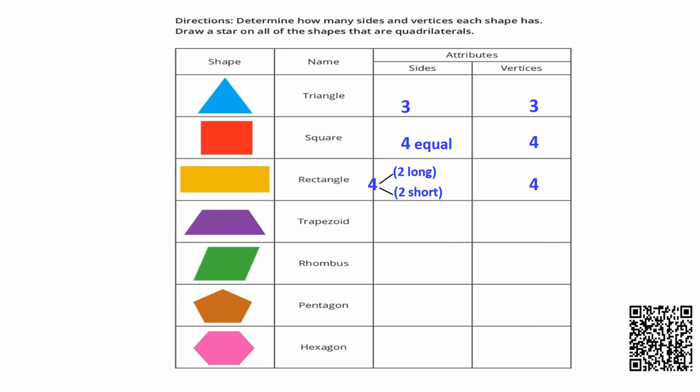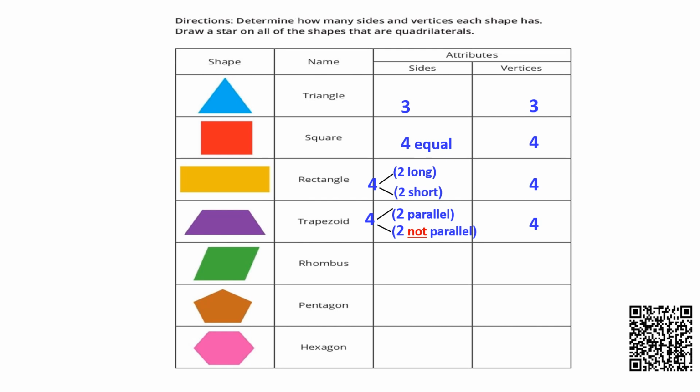Trapezoid, trapezoid, trapezoid. How many sides do you have? 4 sides. 2 are parallel and 2 are not parallel. And we said parallel means cannot meet. So we have 2 sides that can meet and 2 sides that cannot meet. How many vertices? 4 vertices.